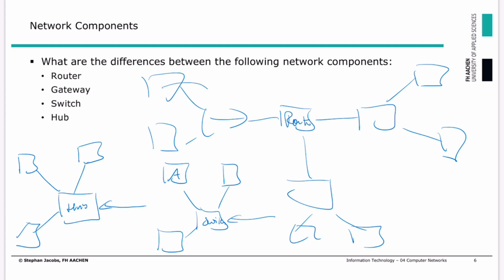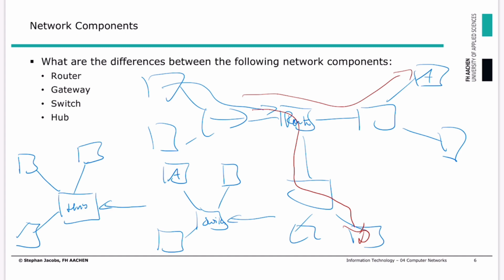So if some packets come from this side, the router has a big routing table and knows, for example, if there is something to be addressed to A, then it has to go this way, whereas if it is addressed to D, it has to go that way. So the router is some big crossing in the middle of the network, which has a table where all these ideas are implemented, where certain computers are lying.